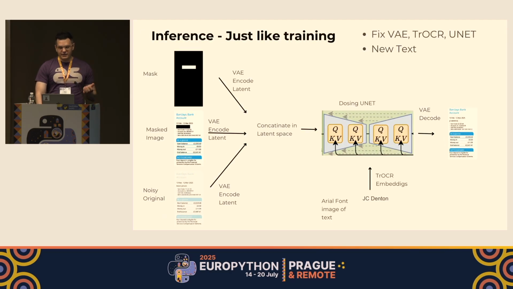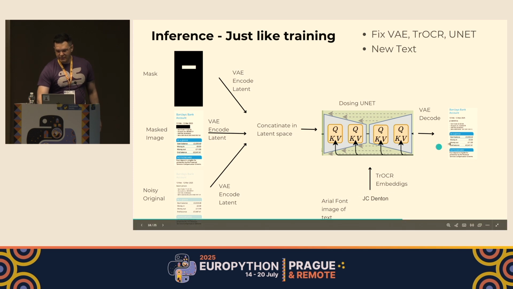Inference is just like training. So you take the original image, you create a masked image, and a noisy original image. But instead of using the original text, you're just feeding in new text and then getting it to inpaint.